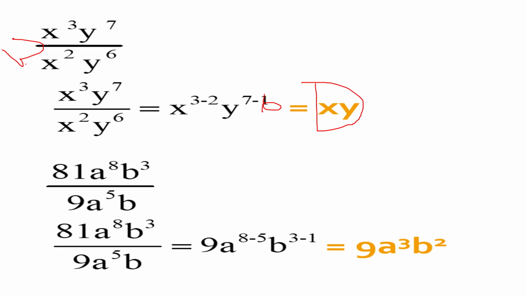For 81 a cubed b cubed over 9 a to the 5th b, 81 divided by 9 is 9. Then 8 minus 5 for a. And then for b, we have b cubed minus 1. So we got 9 a cubed b squared.